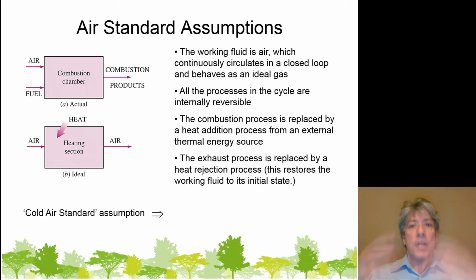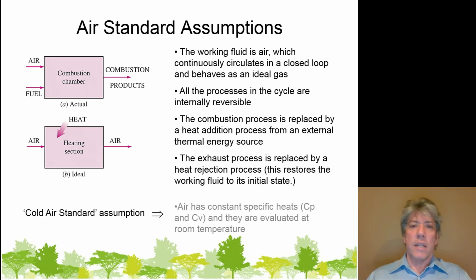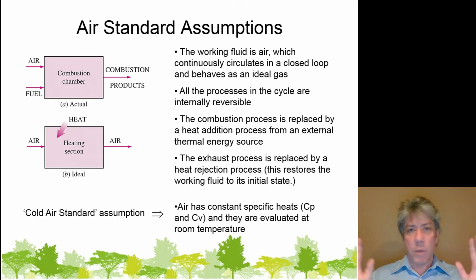Now, we can take these assumptions one step further with something called the cold air standard assumption. So all this plus the idea that the air has a constant heat capacity that we'll just take to be whatever the heat capacity of the air is at room temperature. So we'll look up Cp and Cv, and instead of allowing them to vary with temperature, we'll just take them to be whatever they are at room temperature and be done. Again, this is not perfect, but it's not bad, at least for the sake of simplifying and letting us learn something about engines.